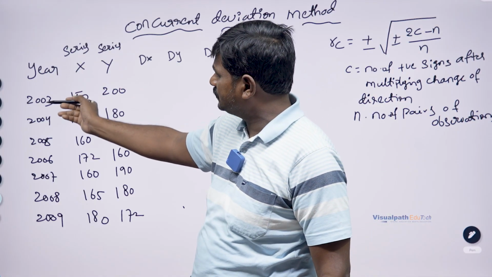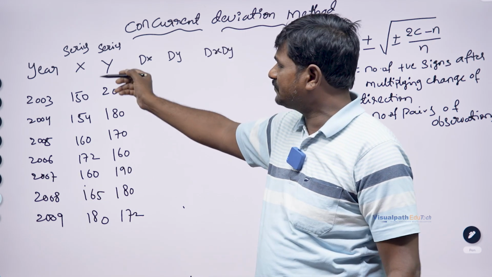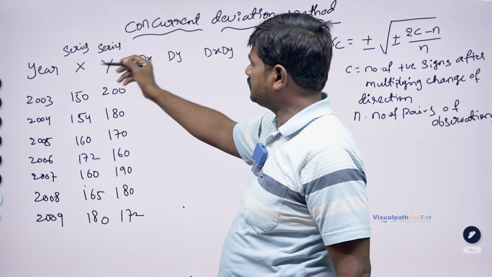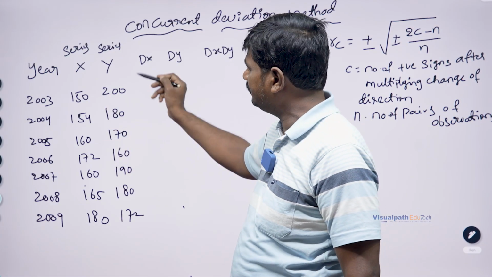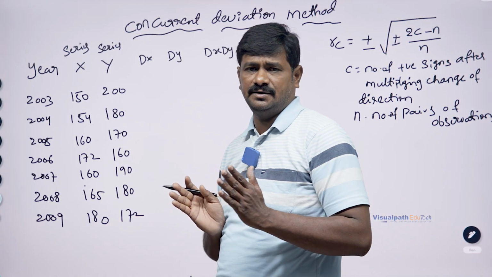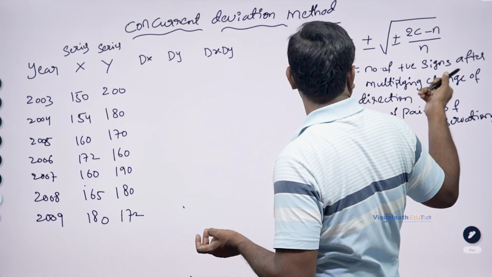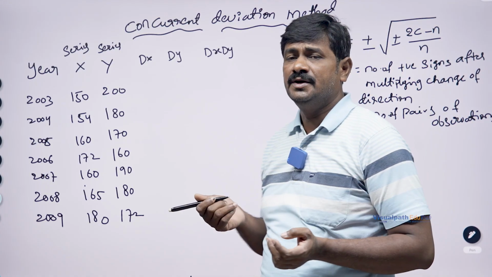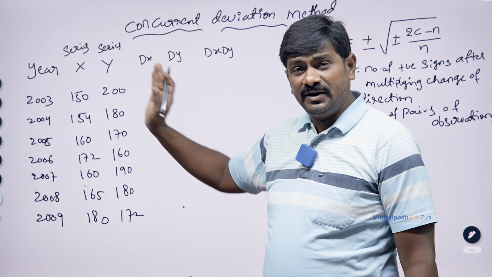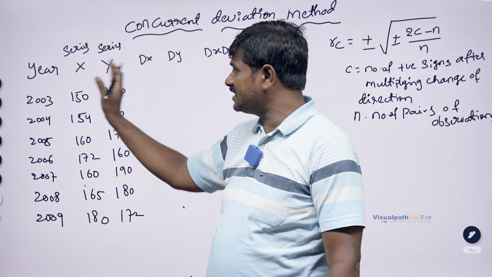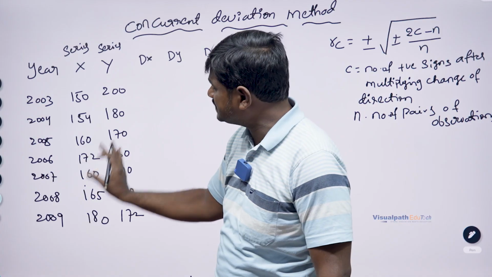Here we have the years 2003, 2004, 2005, 2006, 2007, 8 and 9. We have a series of cash flows, or a series of sales, given for product X and for product Y. In X, for 2003 it is 150, 154, 160, 170, and so on. By observing this information, we are going to find out its impact. Here C is the number of positive signs after multiplying the change of direction. First of all, we have to compare these observations as pairs, X and Y. We need to identify the correlation between the X series and the Y series.